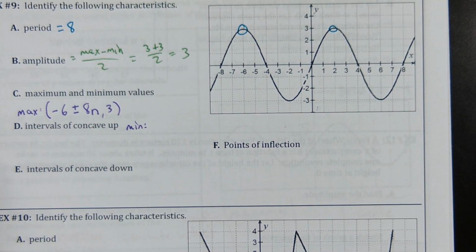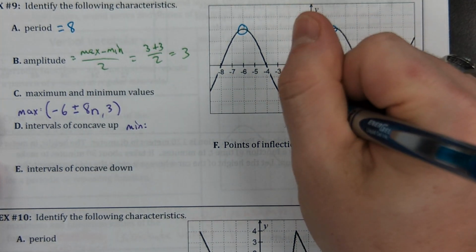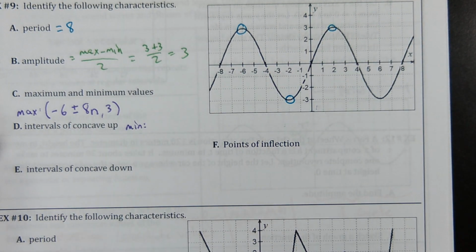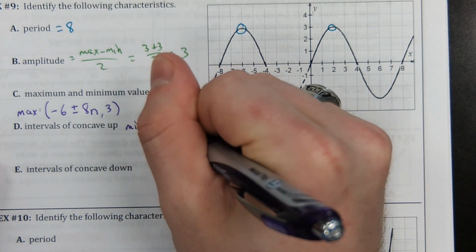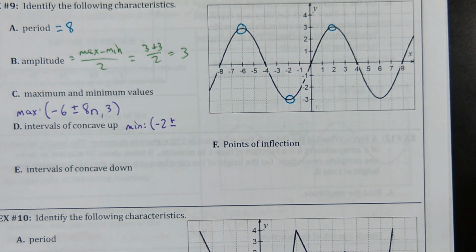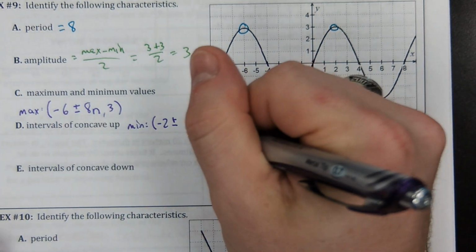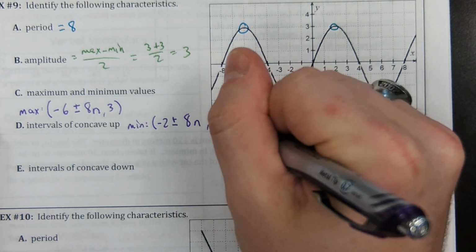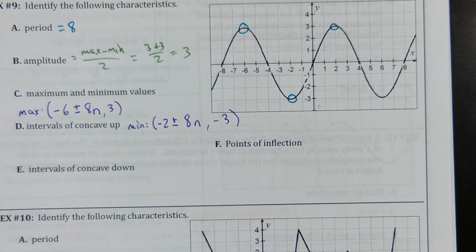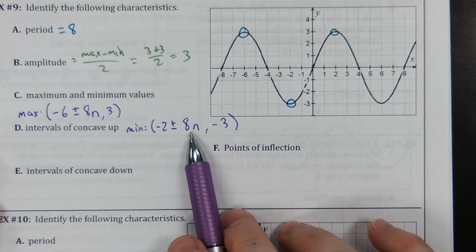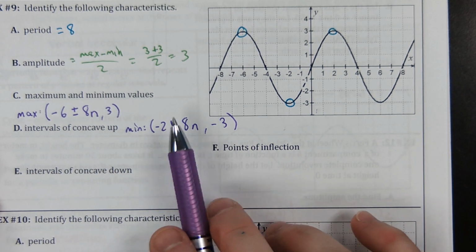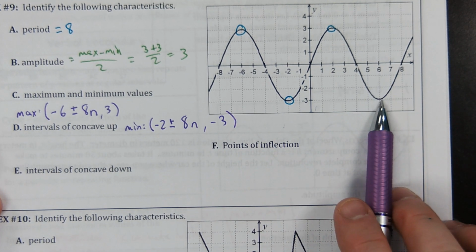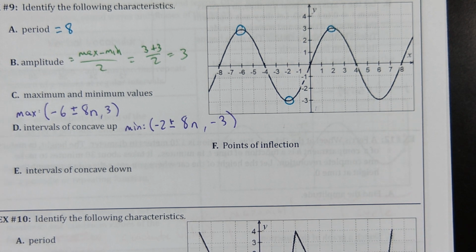The minimums. Here's the first one. On this picture, it happens at negative 2. But it's going to happen every period length. And it has a minimum value of negative 3. There you go. So again, if n is 1, you get negative 2 plus 8, which is positive 6, which is up right there. So there it is.